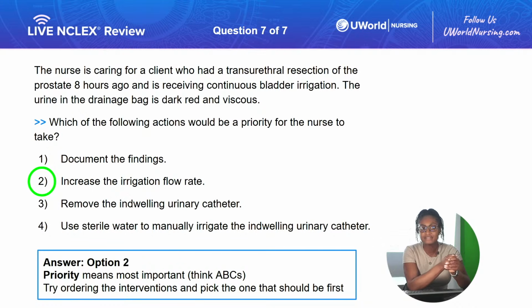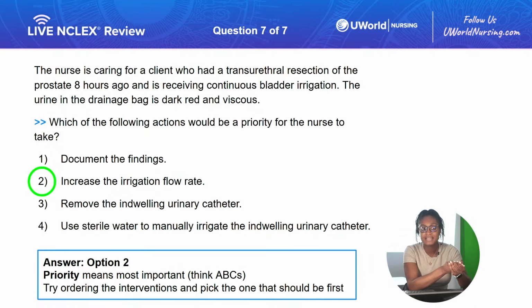Option 3, remove the indwelling urinary catheter. This would be the exact opposite thing of what we want to do, and the doctor would be very, very angry that we did this. You want to keep that indwelling urinary catheter in place until that dark red and viscous output is light pink or clear. So this would be the exact wrong time to be taking that indwelling urinary catheter out, and it can cause more problems later on.